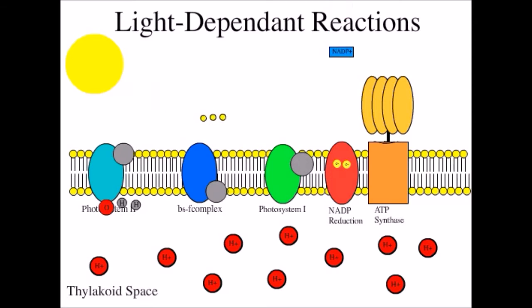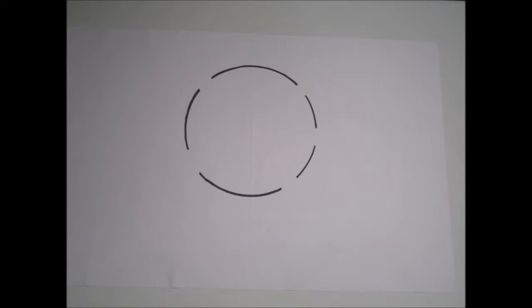These electrons are then used to reduce NADP+ to NADPH. And the gradient ultimately powers ATP synthase, which phosphorylates ADP to form ATP. As a result, the ATP and NADPH produced are used in the stroma to fuel the Calvin cycle reactions. The Calvin cycle is a series of reactions consisting of 3 steps.